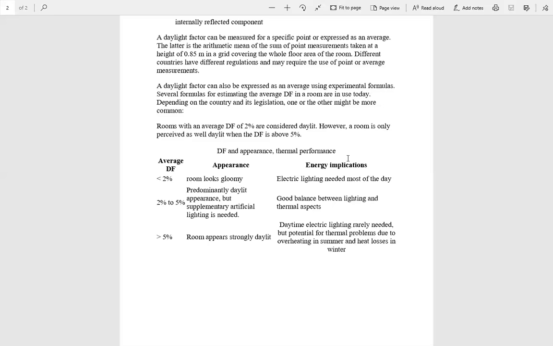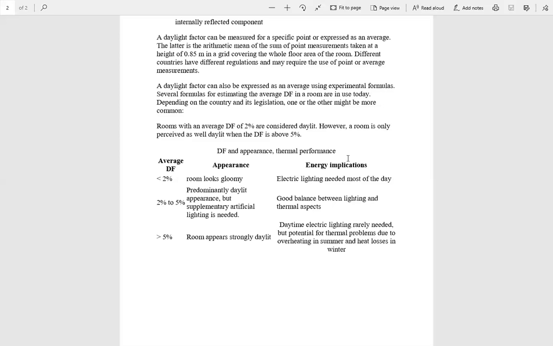Rooms with an average daylight factor of 2% are considered as daylit, that means daylighted. However, a room is only perceived as well daylit when the daylight factor is above 5%. There is a table showing the daylight factor, its appearance and thermal performance. If the average daylight factor is less than 2%, the room looks gloomy, and electric lighting is needed most of the day.